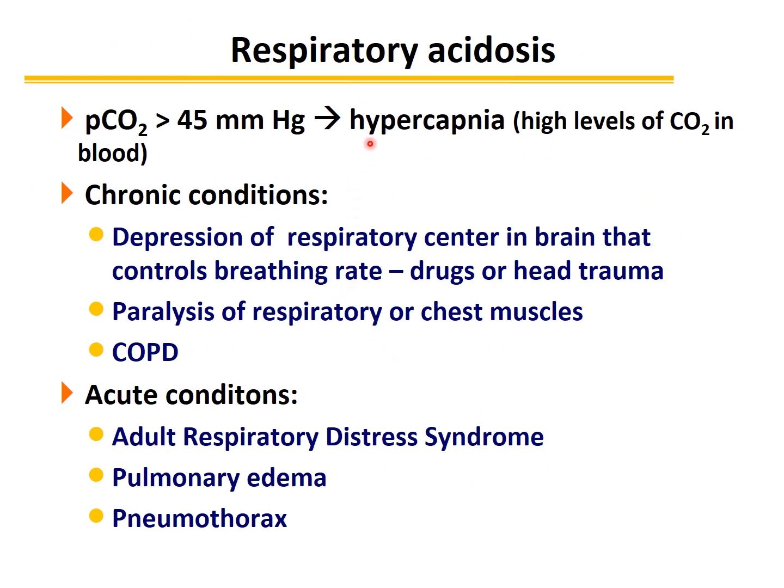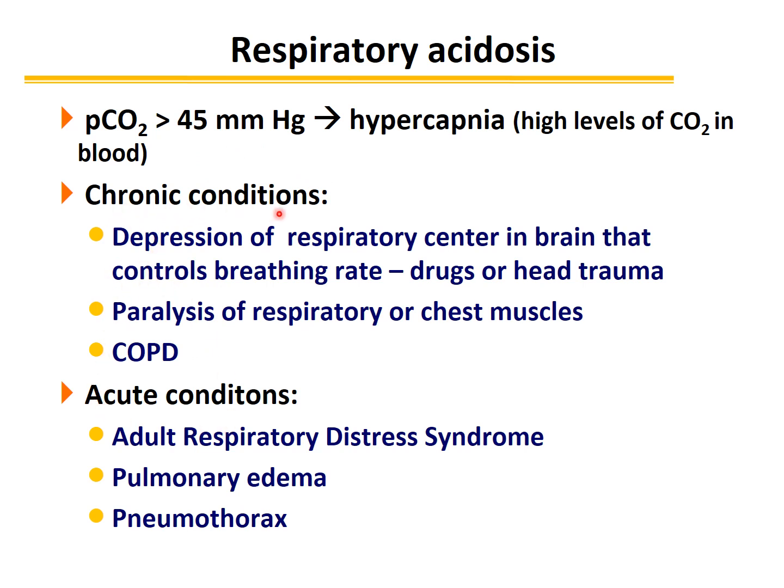Now, respiratory acidosis. Respiratory acidosis means we have an acidemia, so the pH is decreased. And we find that the CO2 level increases. If we have an increased PCO2 level above the 45 millimeters of mercury, this is called hypercapnia, and we have a high level of CO2 in the blood. Now, what will be the cause of this respiratory acidosis? It can be a chronic situation, which is most common, or an acute condition.